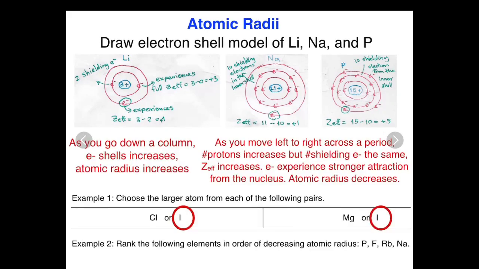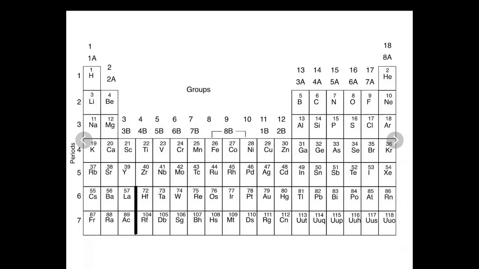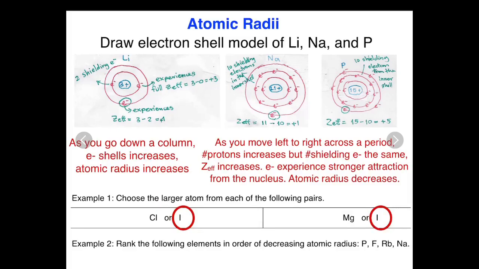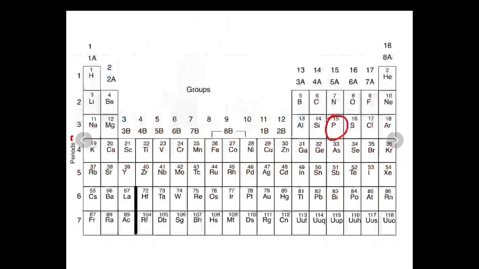All right, so the second one that we are going to take a look at, or what I expect you to be able to do, is to rank the atomic radii for several elements that I will give you. For example, in this case it would be phosphorus, fluorine, rubidium, and sodium. Okay, so let's see where they are. We have phosphorus, fluorine, rubidium, and sodium.